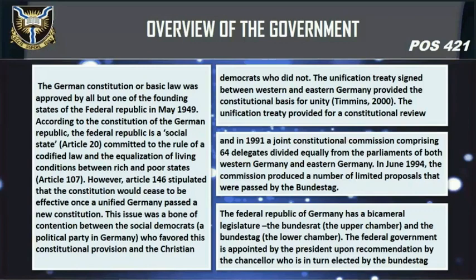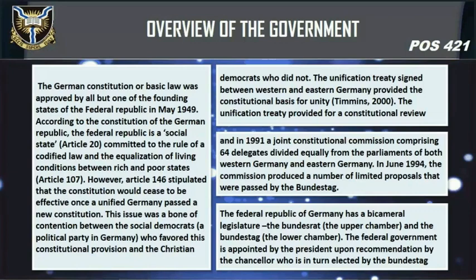This issue was a bone of contention within the Social Democrats, that is, a political party in Germany, who favored this constitutional provision, and the Christian Democrats, who did not. The Unification Treaty signed between Western and Eastern Germany provided the constitutional basis for unity. According to Timmins 2000, the Unification Treaty provided for a constitutional review, and in 1991 a joint constitutional commission comprising 64 delegates, divided equally from the parliament of both Western Germany and Eastern Germany.